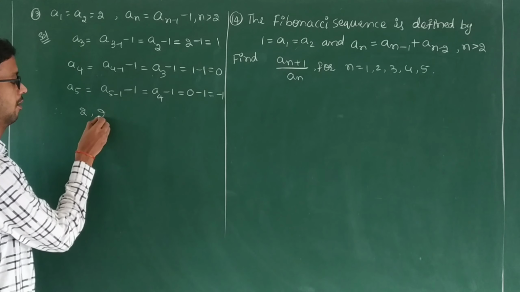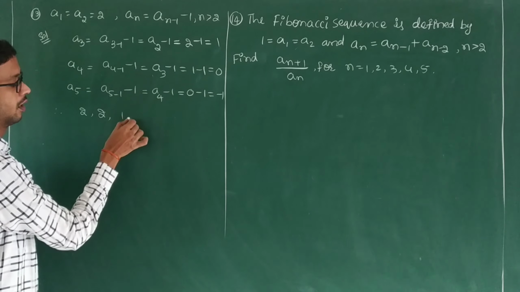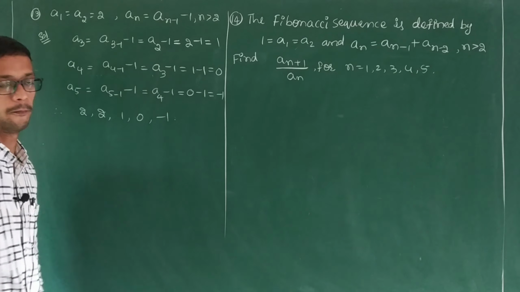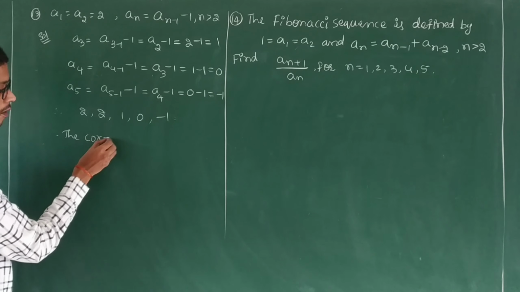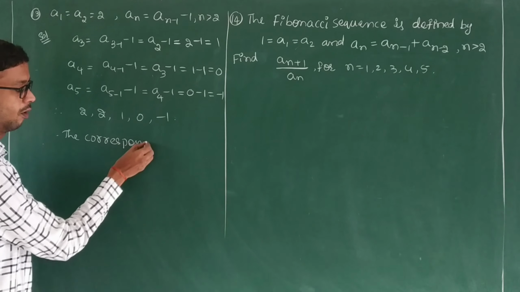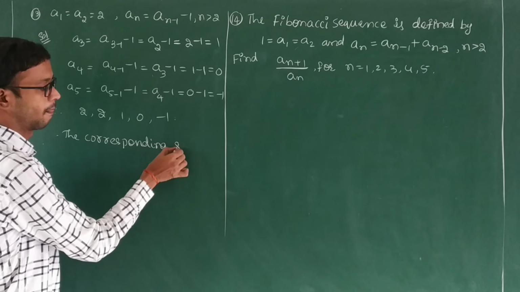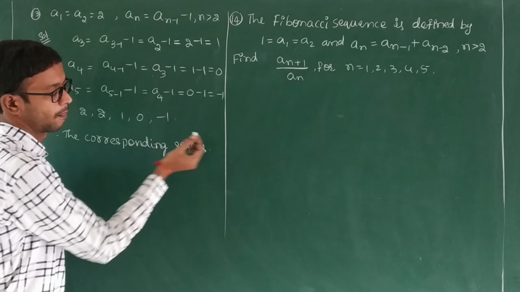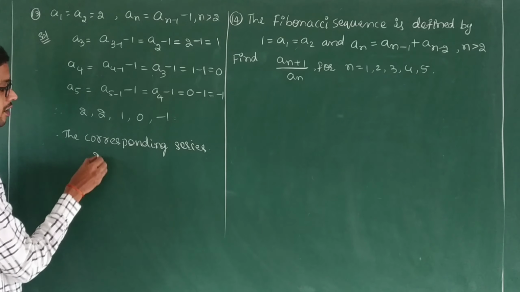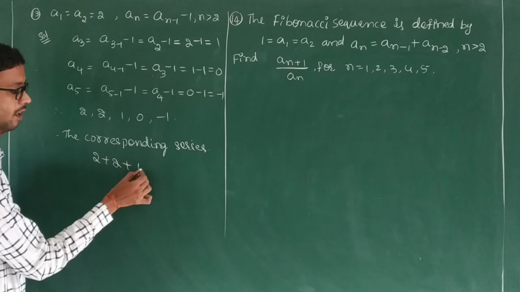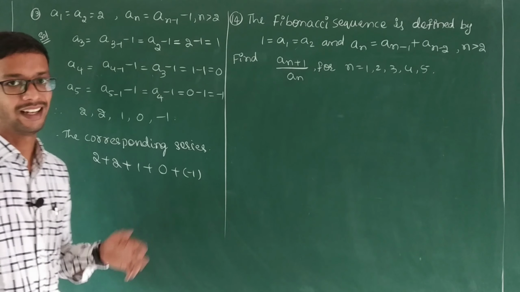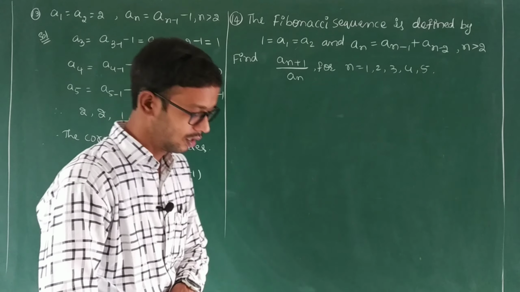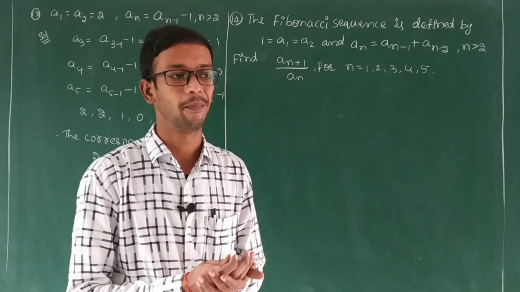the required terms are first term, second term, third term, fourth term, and fifth term. So what is the corresponding series? Just write 2 plus 1 plus 0 plus minus 1. No need to do the calculation. Next step, up to 13 problems completed.